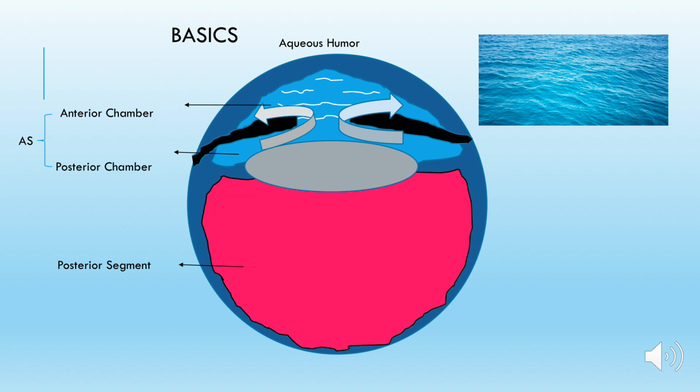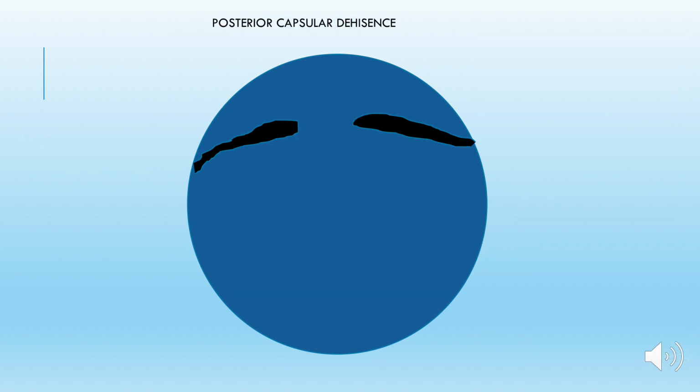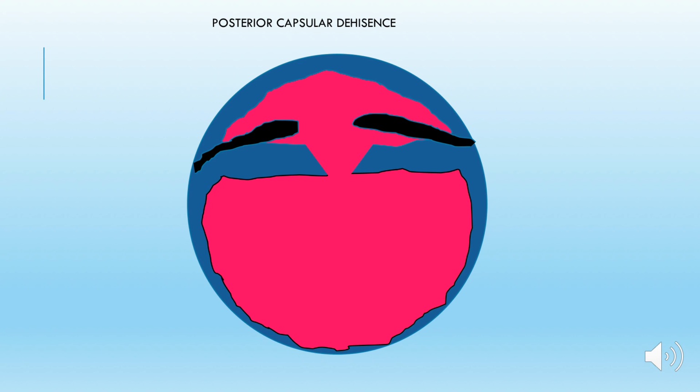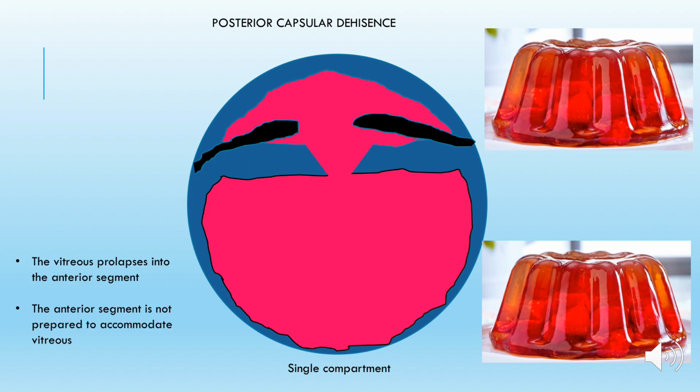The posterior segment is filled with vitreous humor, which has a jelly-like consistency. Although vitreous is 98% water, this tissue has a gel-like consistency with viscoelasticity. What happens in case of posterior capsular dehiscence? The vitreous moves into the anterior chamber and forms a single compartment. The entire eyeball becomes a single compartment filled with a jelly-like material called vitreous humor.